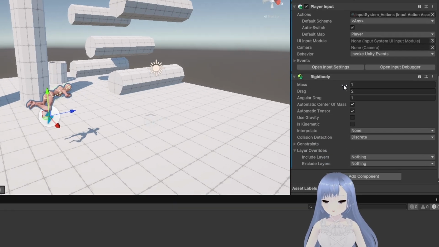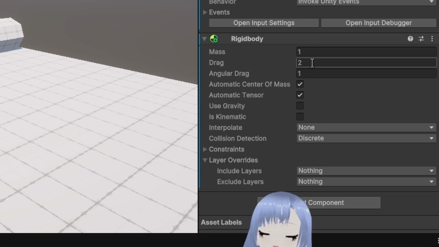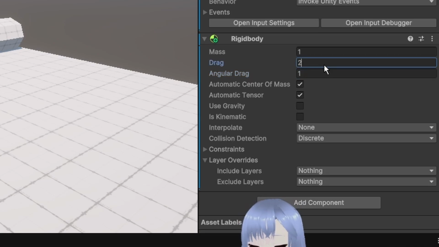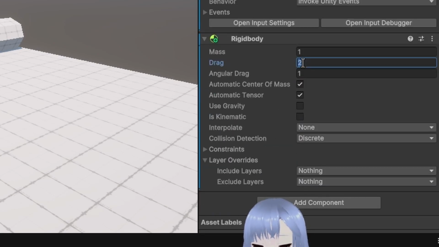First, I'd like to bring attention to something in the rigid body setup. I have mass as 1, drag as 2, angular drag as 1. The drag and angular drag are a little bit important since we aren't going to be grounded in any way. We don't have any colliders that are contributing friction. So we need to have drag in place of it.